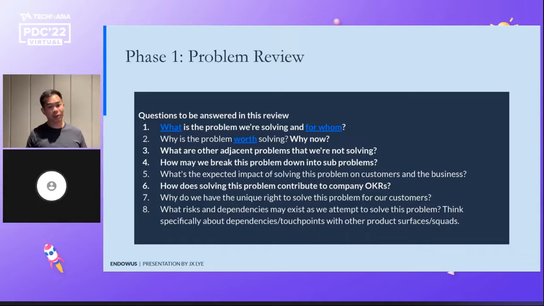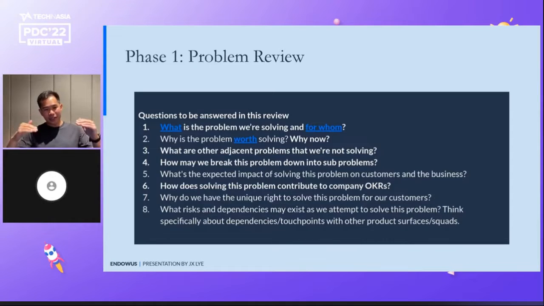That could be a problem, but is that worth solving? And is it worth solving now? And this "worth solving" and "why now" are really important questions, because once we define one and two, then we want to go on to the next set, which is, is there an adjacent problem that we're not solving that we should be solving instead? And so this ensures that we're not going down the wrong tree, right?